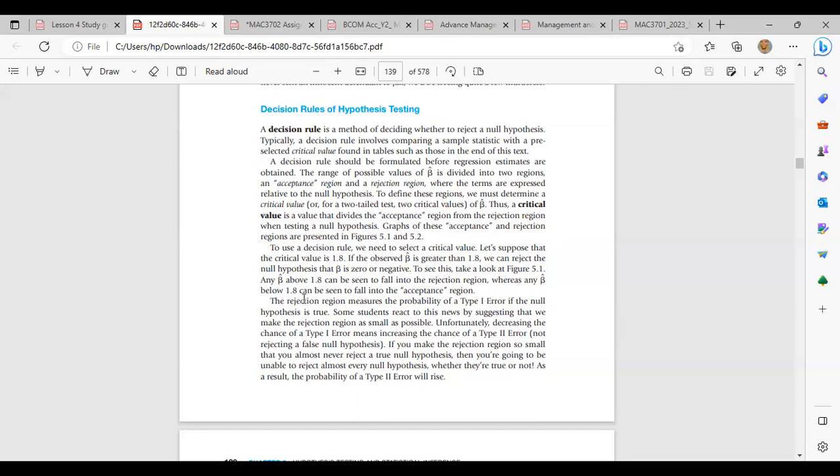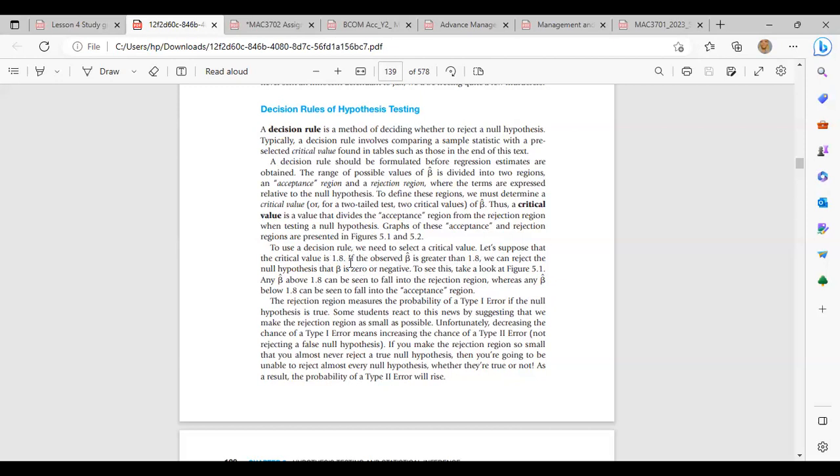So at the end of the day, let's look at this example, where we use a decision rule given a critical value of, say, 1.8. If we observe that our coefficient gives us a value that is greater than 1.8, we can reject the null hypothesis. Then we can conclude that beta is not 0 or negative. We can basically come up with that conclusion.